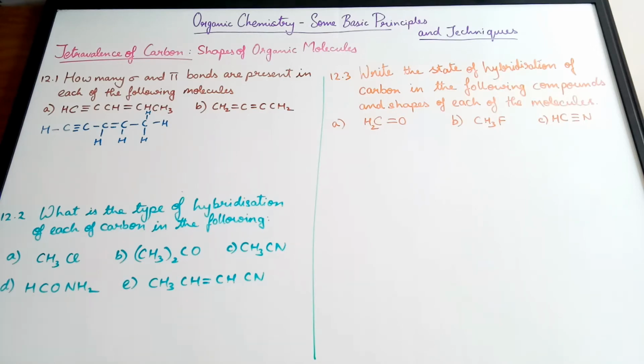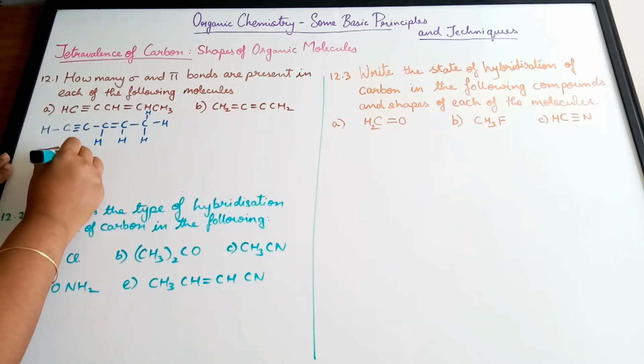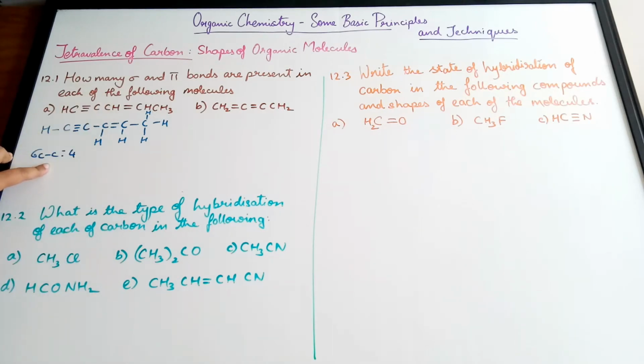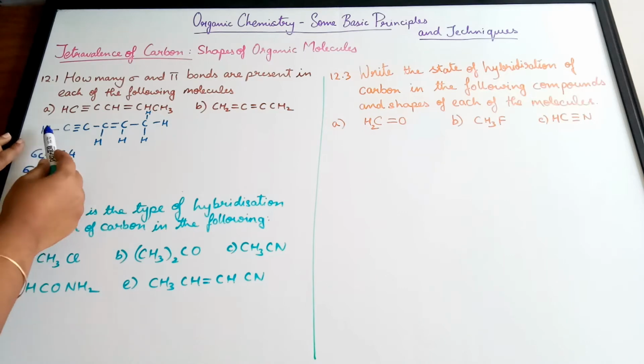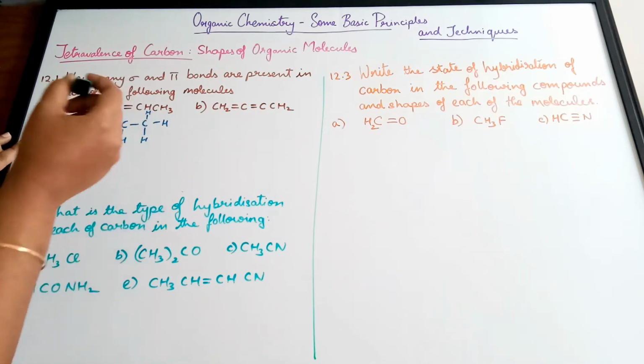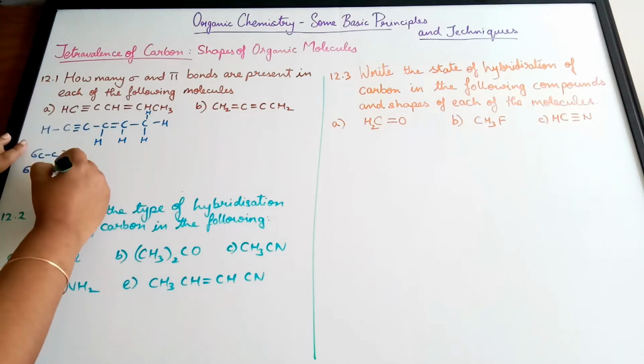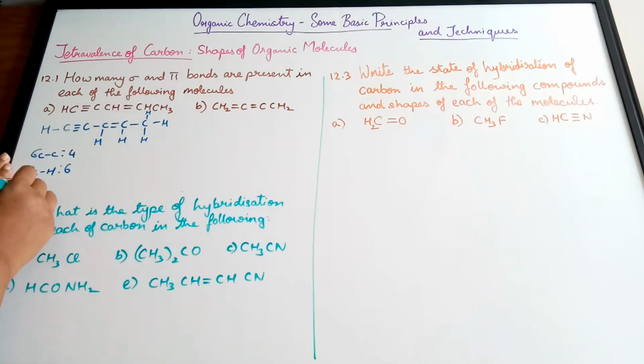First of all, let's talk about the sigma bonds between carbon and another carbon. So sigma CC. Okay, so here you have 1, 2, 3, 4 sigma bonds between the two carbon atoms. Now we have to consider the sigma bond between a carbon and a hydrogen. We just have to count the number of hydrogen atoms. So 1, 2, 3, 4, 5 and 6. So you have 6 CH sigma bonds. So the total number of sigma bonds in this structure is 10.